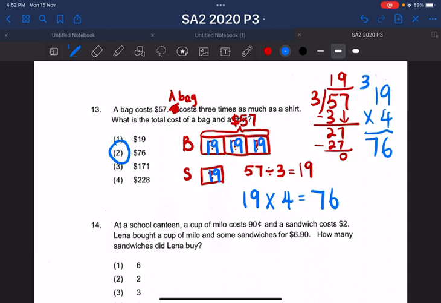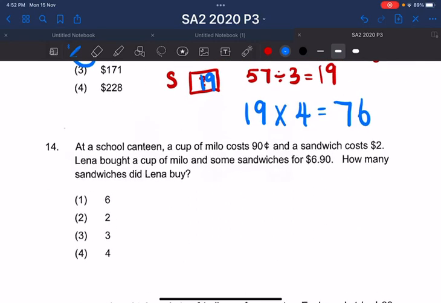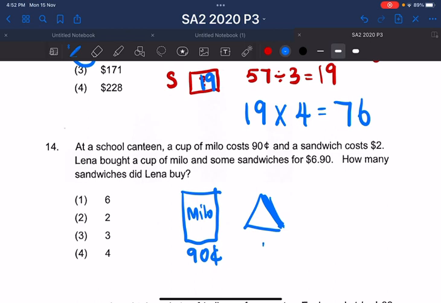Okay, now question number 14. This is a real story, especially when you go to the canteen and you're thinking of buying food and you only have some money left. What can you buy or how much can you buy? Okay, now Milo is 90 cents. It's the same as our school canteen. The sandwich is $2. Okay, so you have a Milo. This Milo is 90 cents. And then you have got a sandwich. Okay, I can't really draw a sandwich. It's $2.